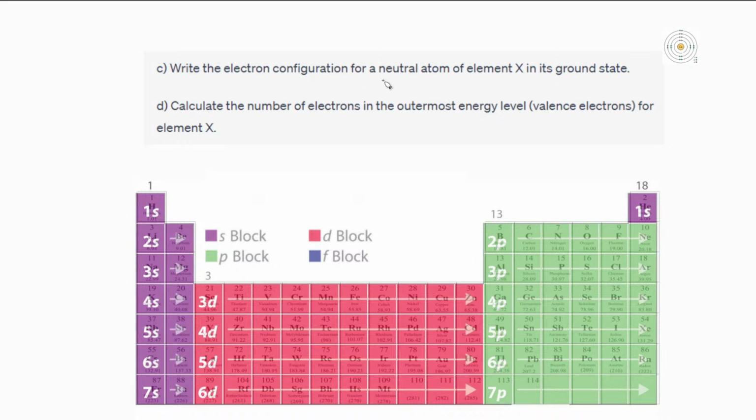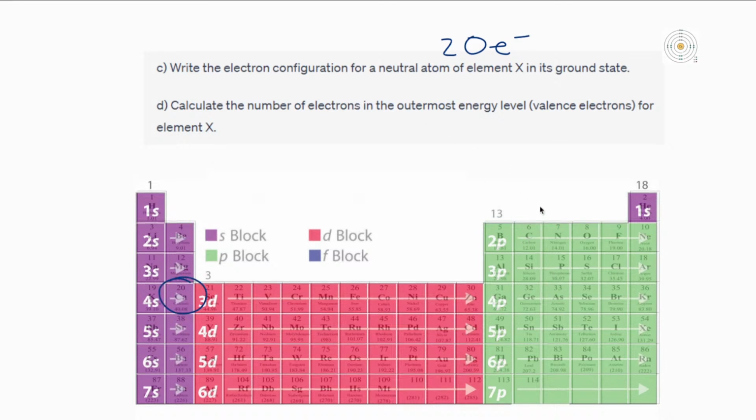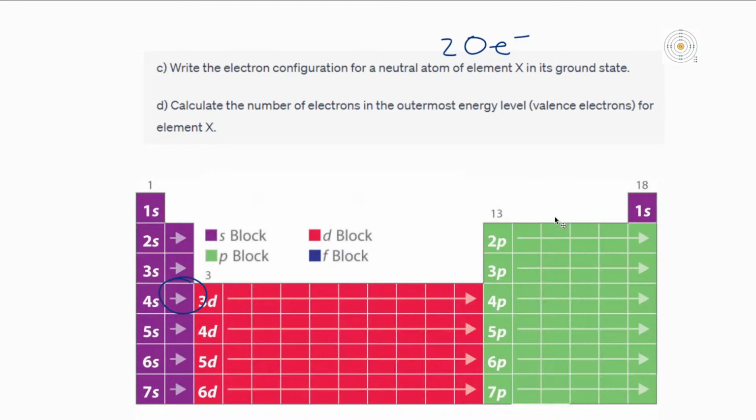Write the electron configuration for the neutral element X. That was the atomic number 20. So 20 electrons in its ground state. So if you use this, right here is 20, that's calcium. Can you write that electron configuration for calcium just using the periodic table? That's kind of hard. But if you can do this, chemistry gets a whole lot easier. You will do very well on exams.